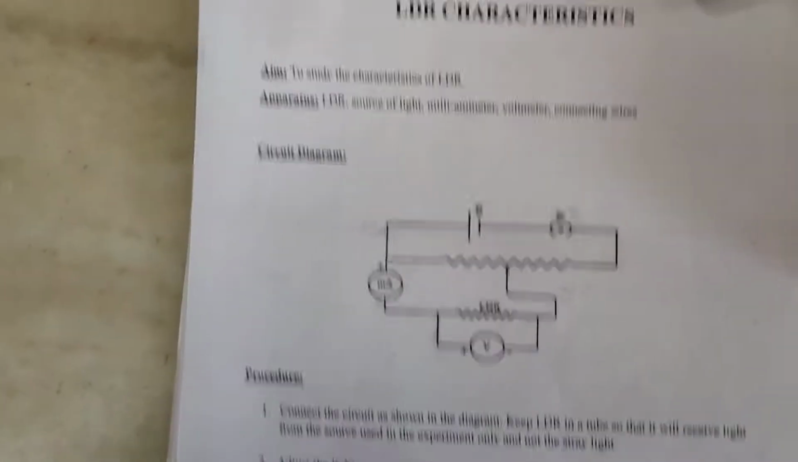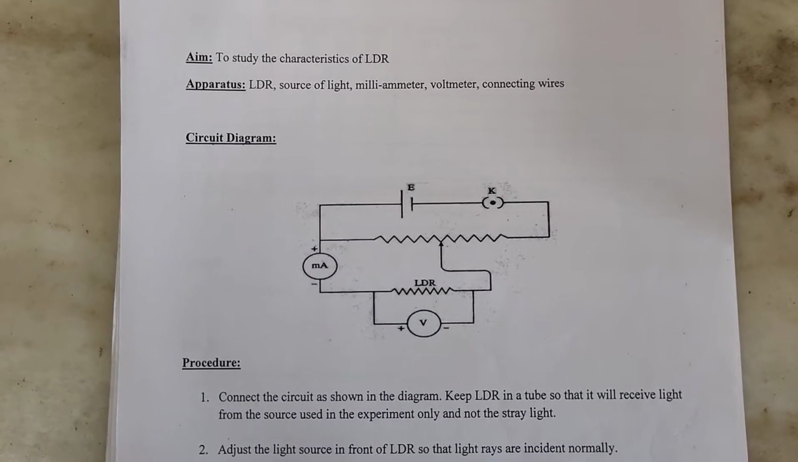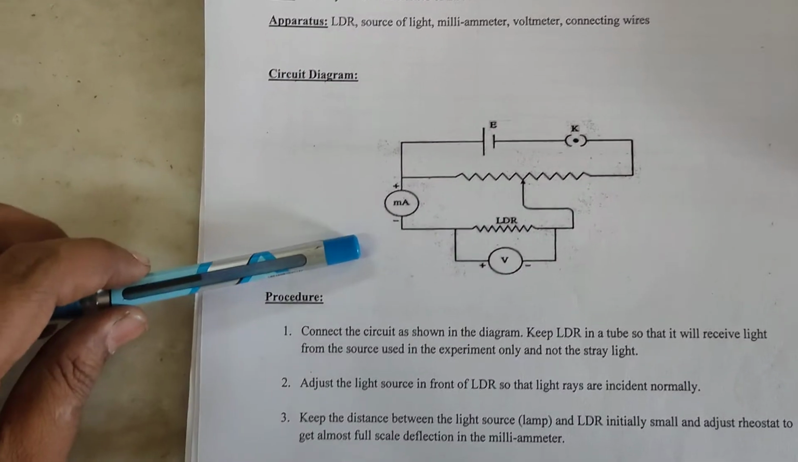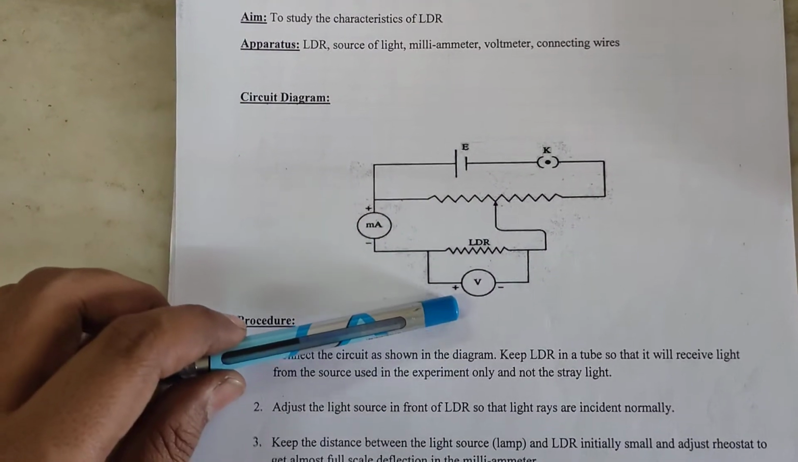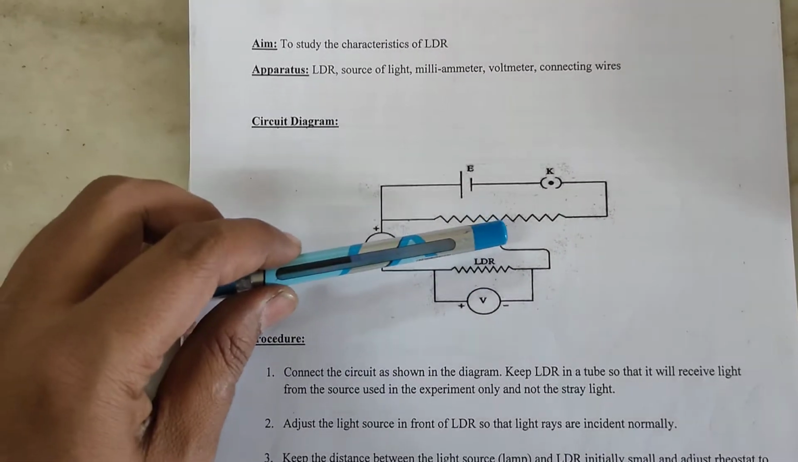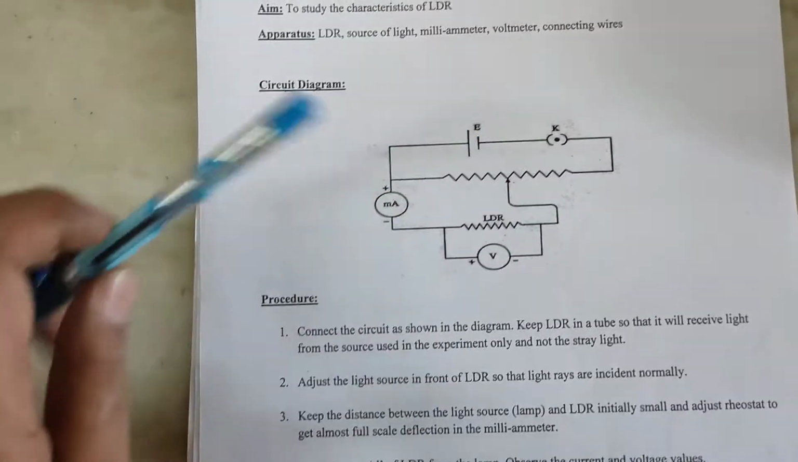as you see here, this is a circuit diagram. We will connect the circuit as they have given us. Here we have a battery, then a milliammeter to measure the current, and a voltmeter to measure the voltage. Here we have the LDR, and then a rheostat to control the voltages. This is our key and so on.